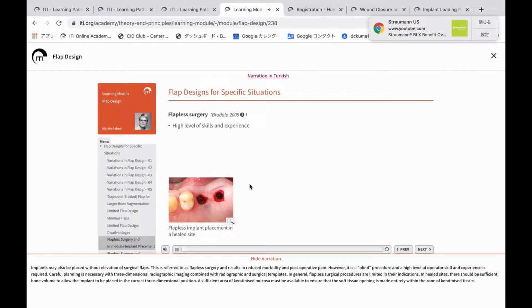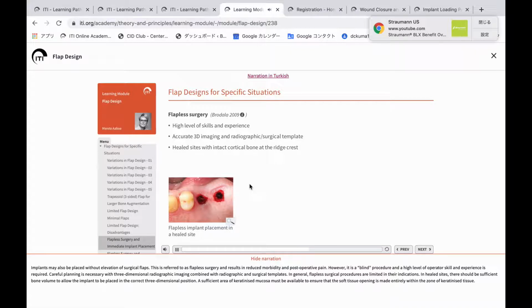Implants may also be placed without elevation of surgical flaps. This is referred to as flapless surgery and results in reduced morbidity and post-operative pain. However, it is a blind procedure, and a high level of operator skill and experience is required. Careful planning is necessary with three-dimensional radiographic imaging combined with radiographic and surgical templates. In general, flapless surgical procedures are limited in their indications.